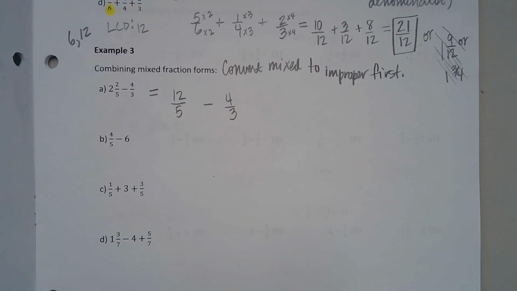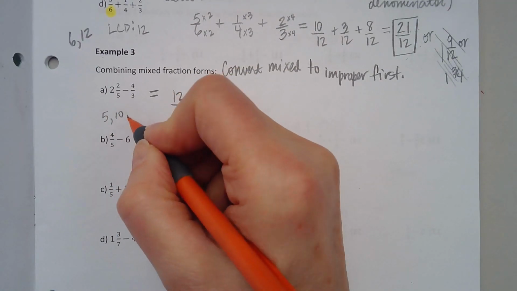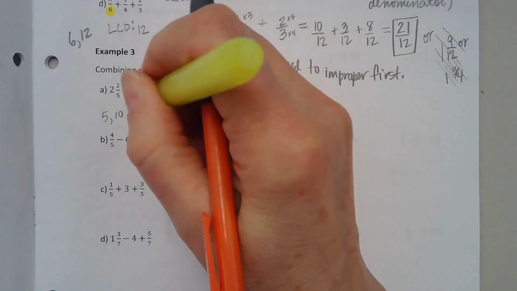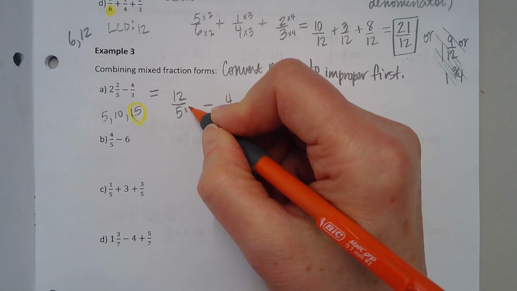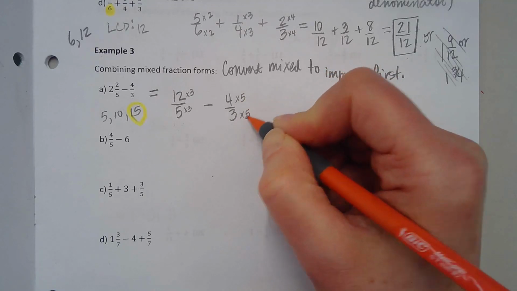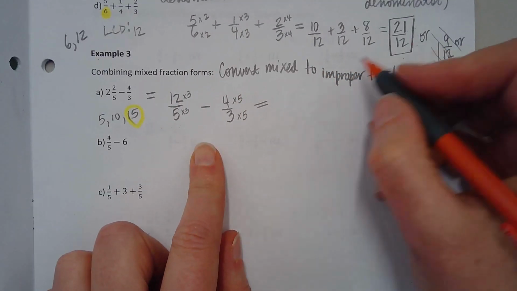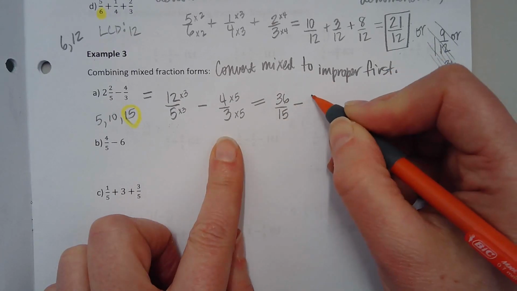Okay, take a look at my largest denominator, 5. Could we go with 5 as a denominator? Would 5 work? No. Let's count by 5s. 5, 10, will 10 work? No. 15? Yes. Yeah, 15's my LCD. Okay, so I'm going to have to multiply by 3s, multiply by 5s. That gives me equivalent fractions of 36/15 and 20/15.